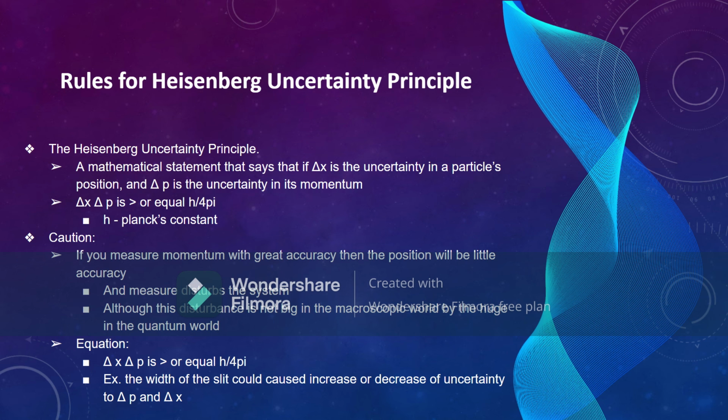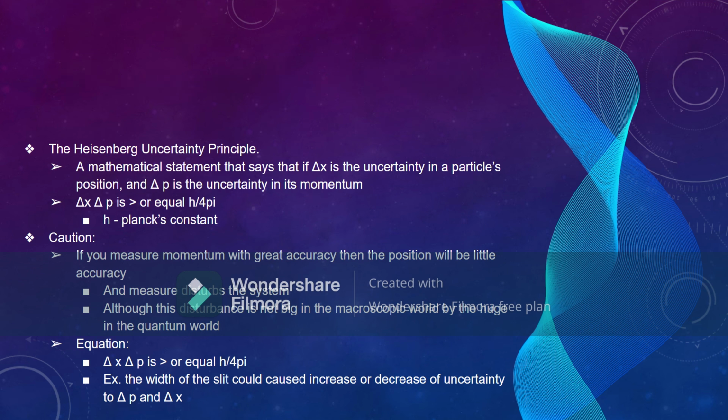the position. Measuring will also disturb the system, although this disturbance is not big in the macroscopic world but huge in the quantum world. The equation is delta x times delta p is bigger than or equal to h divided by 4 pi. Example: the width of a slit could cause an increase or decrease in uncertainty of momentum or a change in position.